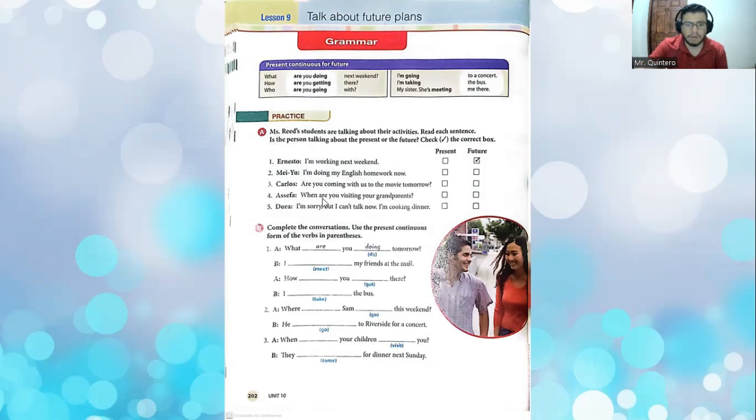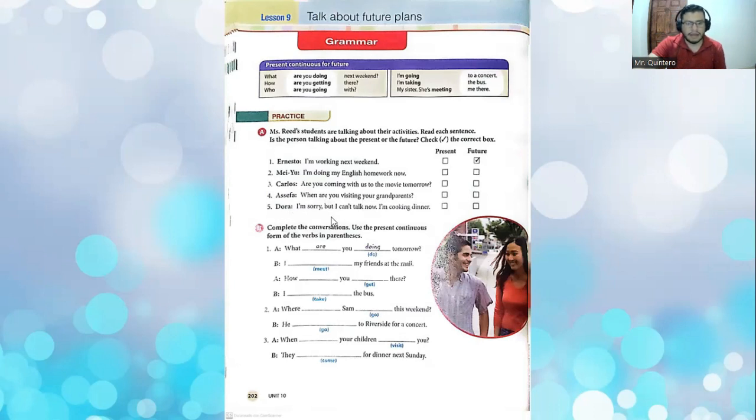Asefa, when are you visiting your grandparents? ¿Cuándo estás visitando a tus abuelos? Es una pregunta en presente o en futuro. This is in present, right? Present.